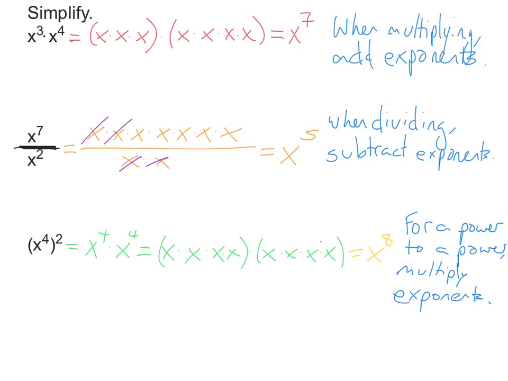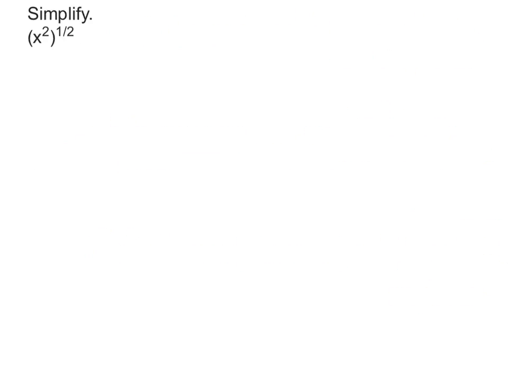Let's look at one more before we move on. So in this slide, I have x squared to the 1/2. And so how would we deal with this? Well, this is what we literally just talked about. We have a power to a power. So we would take our two numbers, the 2 and the 1/2, and we would multiply. And we would get x to the 1st, or just x.